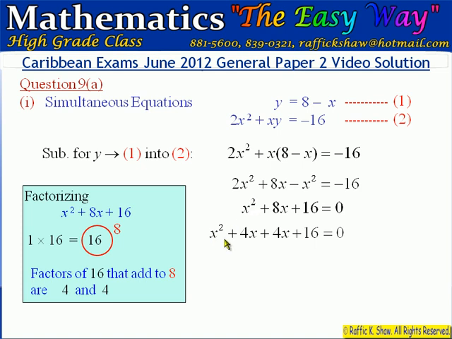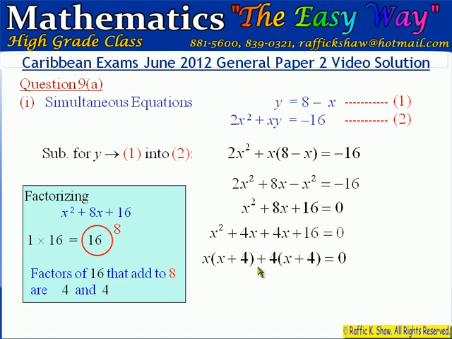X squared comes back here. The 8x is split into 4x and 4x. And we have plus 16 comes back here. So now we have 4 terms, and we can factorize by parts. So we look for a common factor in the first 2 terms, and then we look for a common factor in the second 2 terms. The common factor in the first 2 terms is x, and when we factorize x from these 2 terms, we end up with x multiplied by x plus 4, and on this side the common factor from these 2 terms is 4, and so we end up with 4 into x plus 4.